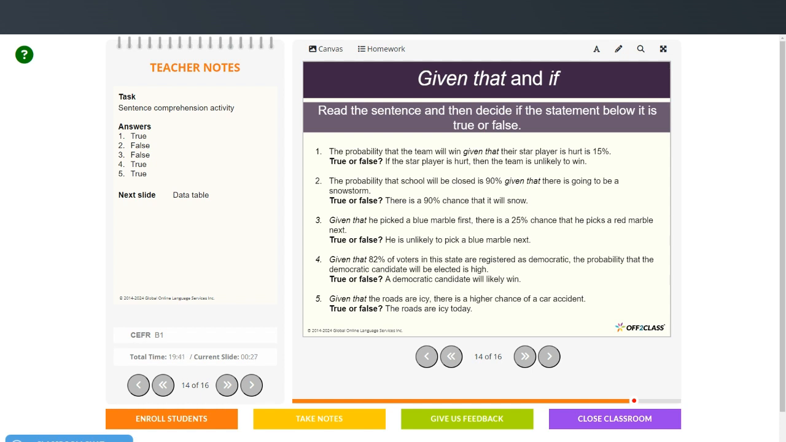True or false? If the star player is hurt, then the team is unlikely to win. Well, that's true, because 15% is a very low percentage.